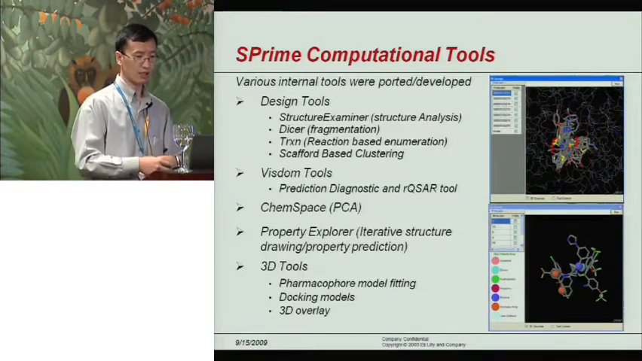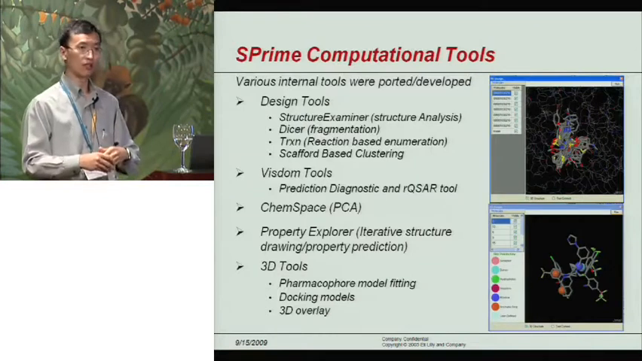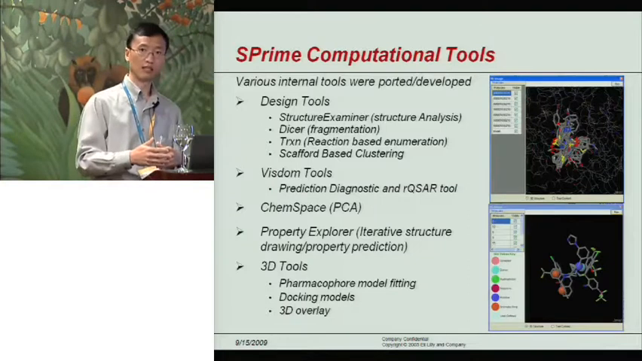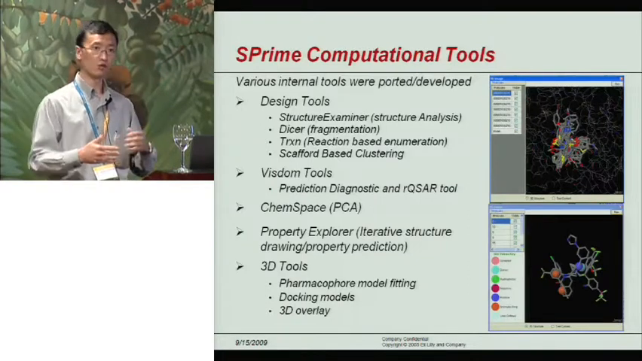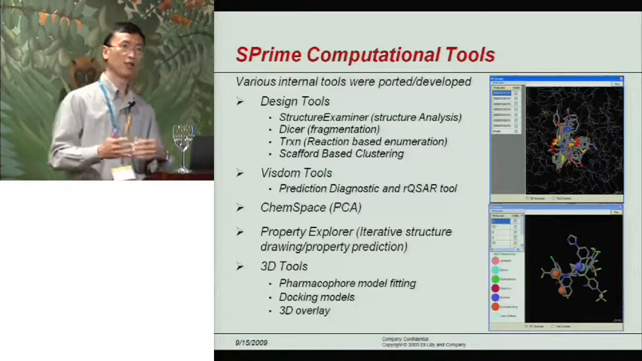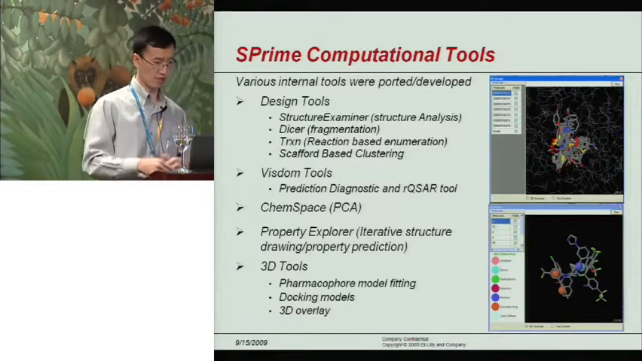Property Explorer, which uses Marvin Sketch as part of the interface, is really to allow chemists to iteratively draw a compound and make a prediction, then draw another compound and make a prediction. Basically it's an immediate feedback mechanism, so they can gradually optimize their structure.